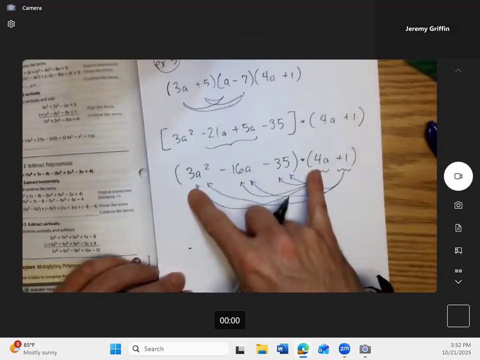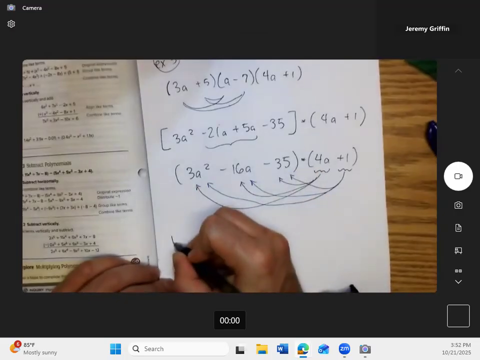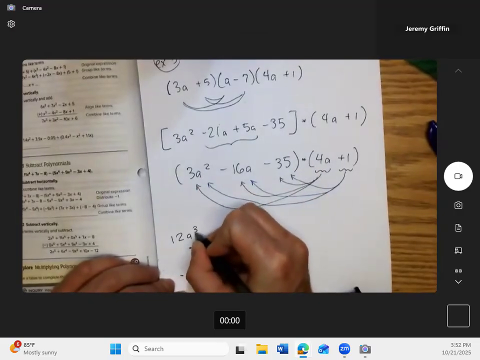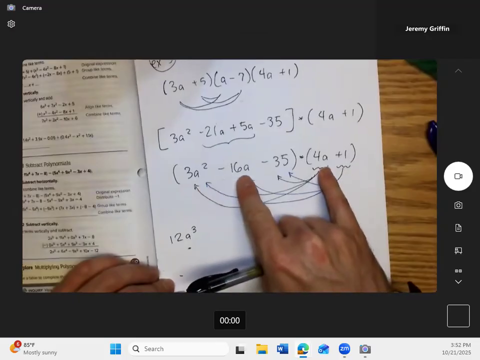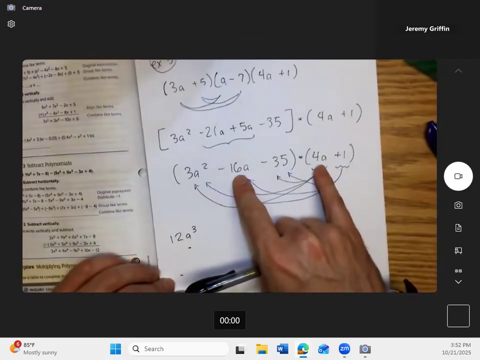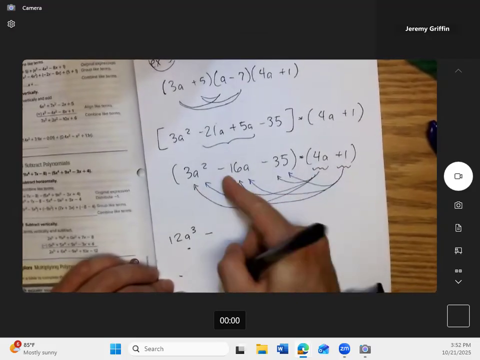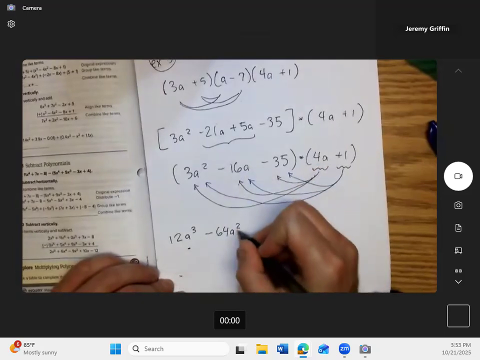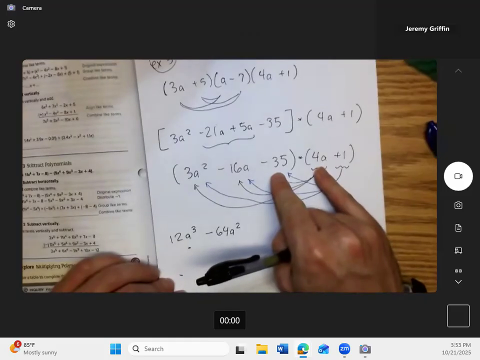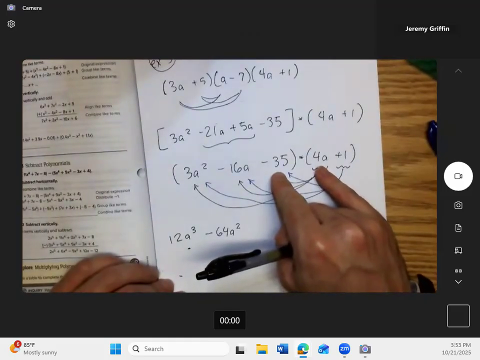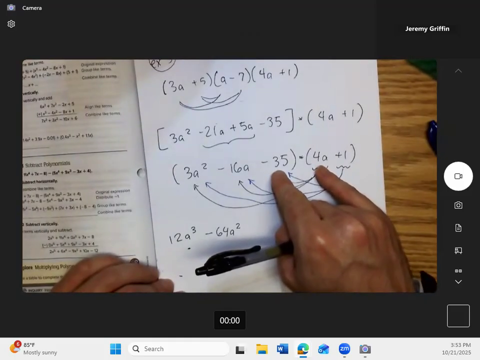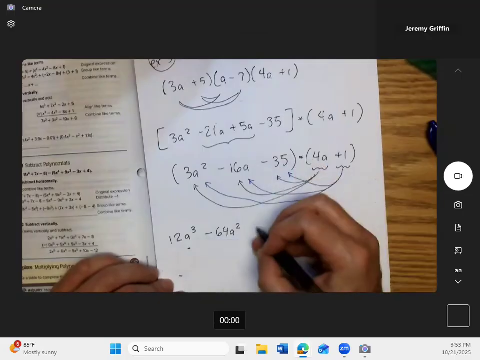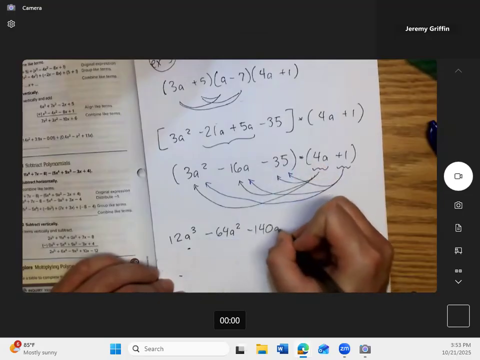So 4a times 3a squared, that would be 12a to the 3. Then straight over here, 4 times 16, 16, 32, 64, so minus 64, a times a is a squared. Next, 4 times 35. Well, 35 times 2 is 70, times 2 is 140. And subtracting, so minus 140a. That's that.